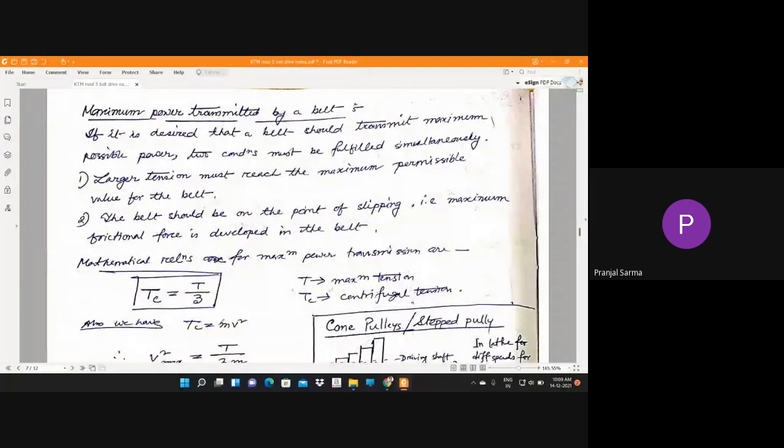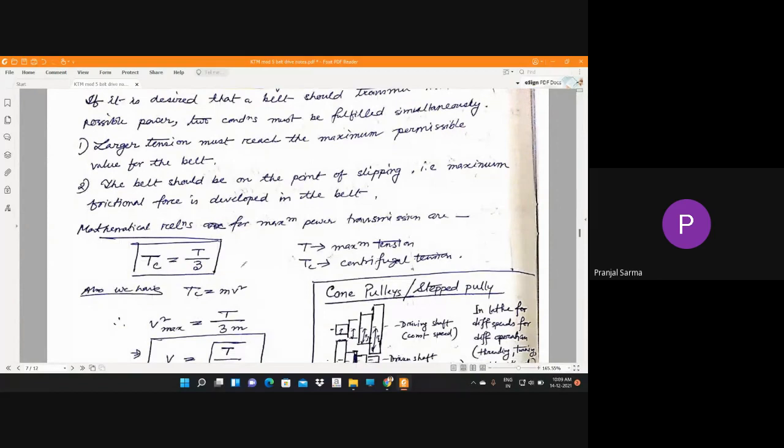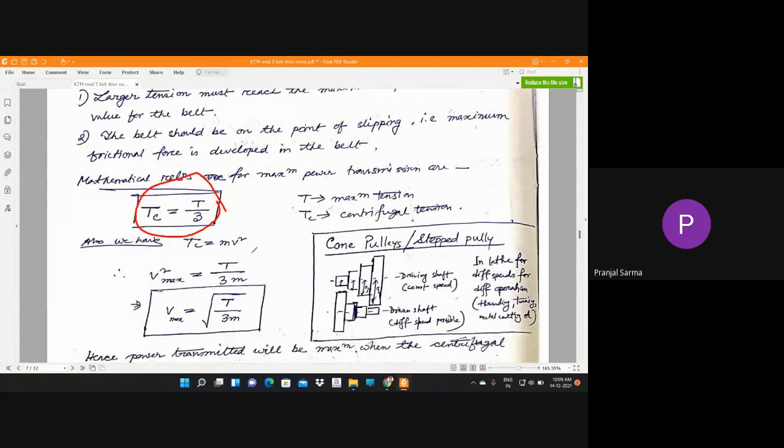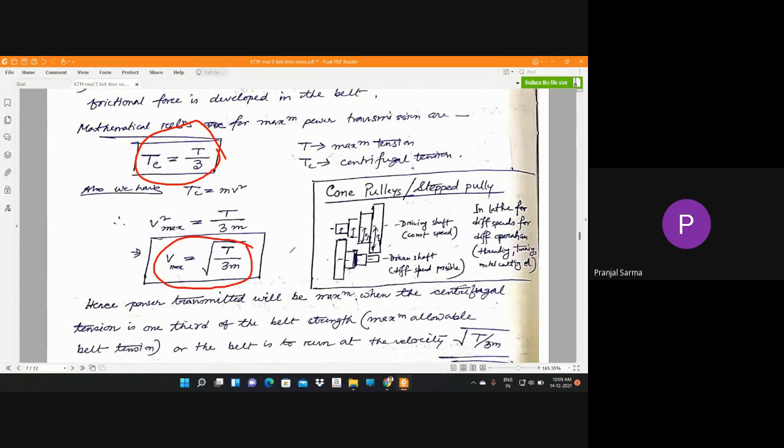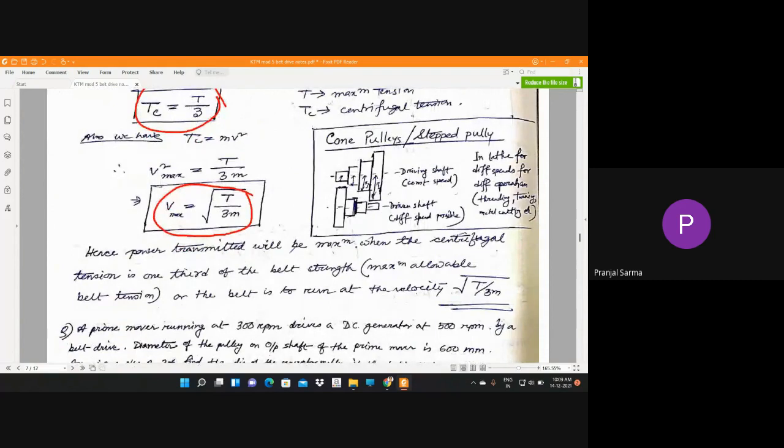And the maximum power transmitted by a belt. The mathematical relation for maximum power transmission is that the centrifugal tension has to be 1/3 of the maximum tension, or Vmax in terms of velocity. So the maximum velocity is root over T by 3m. These expressions can be used directly.